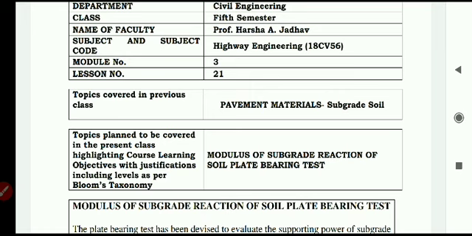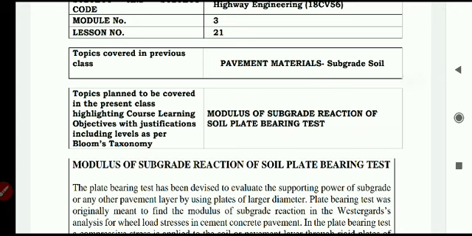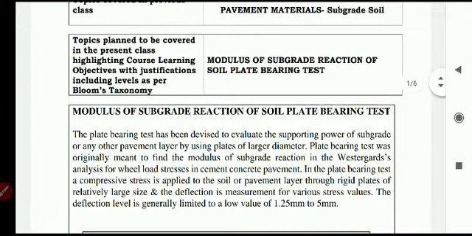So this is all we discussed in the last class, and in today's class we'll focus on modulus of subgrade reaction using the plate bearing test. Friends, this test is also conducted for different highway materials, but the plate bearing test using the modulus of subgrade reaction method holds good only for subgrade soil.